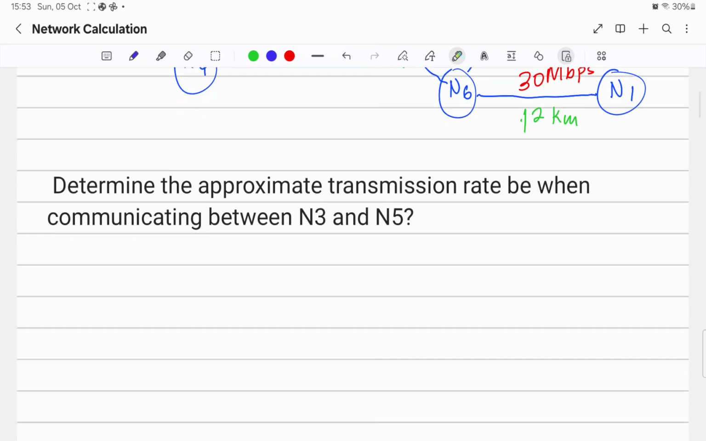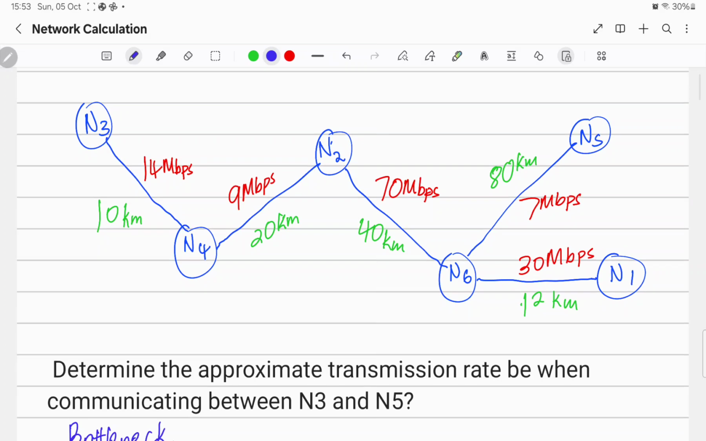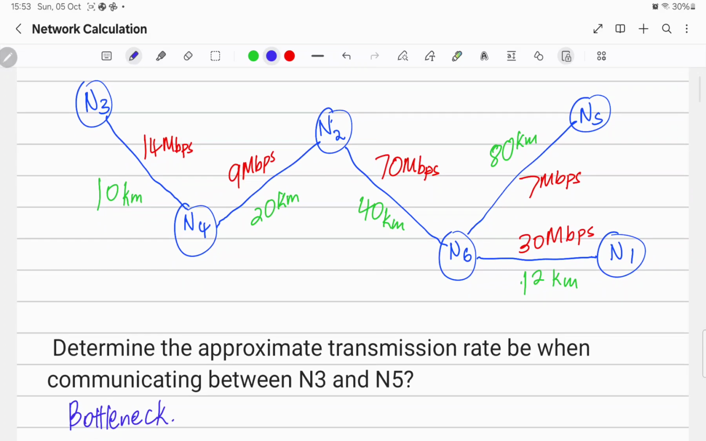In a question like this, we are going to focus on what we call a bottleneck. But before you get your bottleneck, you need to trace the route from N3 to N5. So let's do that. The route from N3 to N5: here's N3, it goes to N4, N2, N6, and then it goes to N5. This is the route from N3 to N5.